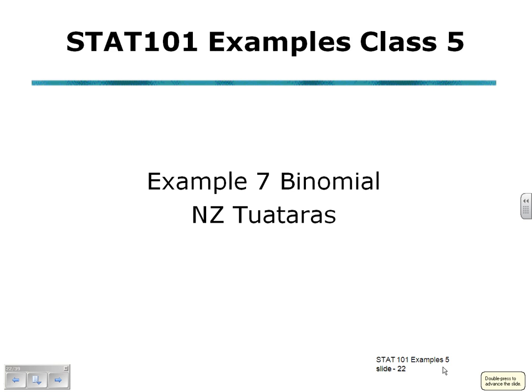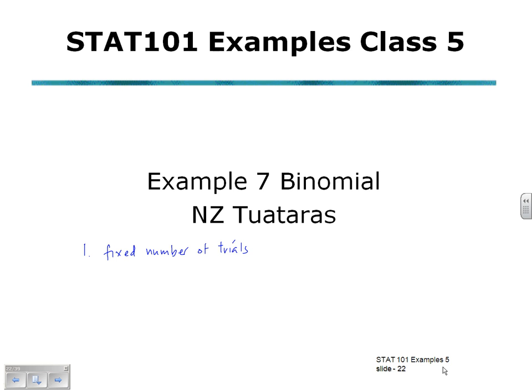Example 7 in Stat 101, Examples Class 5, binomial situation, New Zealand tuataras. Remember, a binomial probability distribution results from a procedure that meets the following requirements. 4 requirements for a binomial. 1, the procedure has a fixed number of trials.